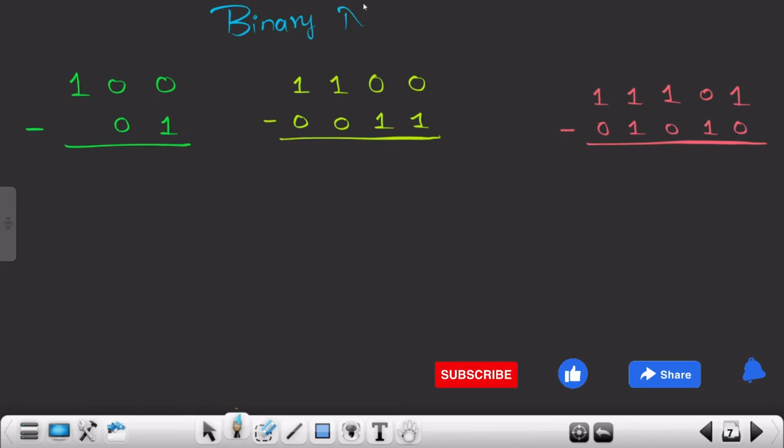Binary number system. Okay. Binary number system. Alright.